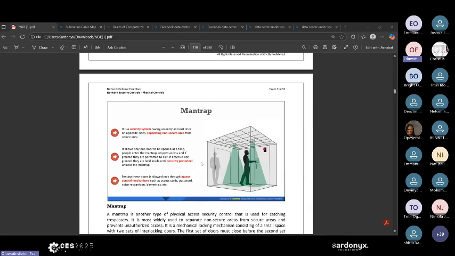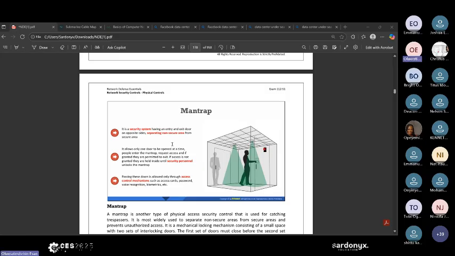Now we have the man trap. This is common with First Bank. You have to enter that man trap, then you have access to the next door, right? So in case someone wants to come in or is running away, he can't just have access, right? He can be trapped in that device. So that's what we call a man trap.